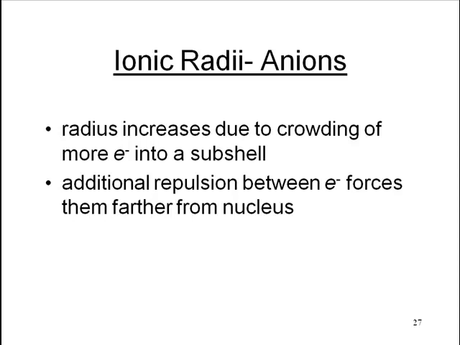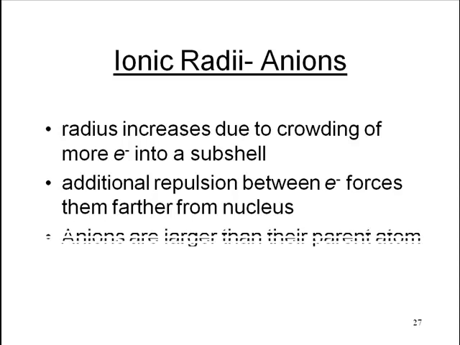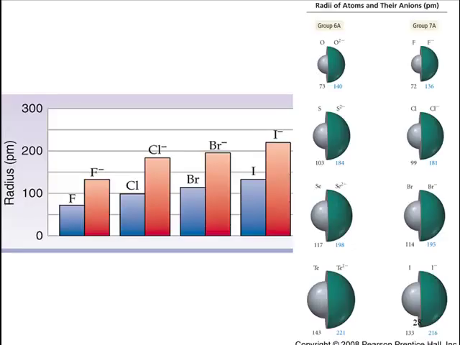So fluorine, for example, only has 9 protons. If you add another electron to it, you'll have 10 electrons, but you'll still have 9 protons. So instead of them getting closer, they repel each other, and they spread out, because electrons and electrons are both negative. The anions are larger than their parent atom. We can see this here.